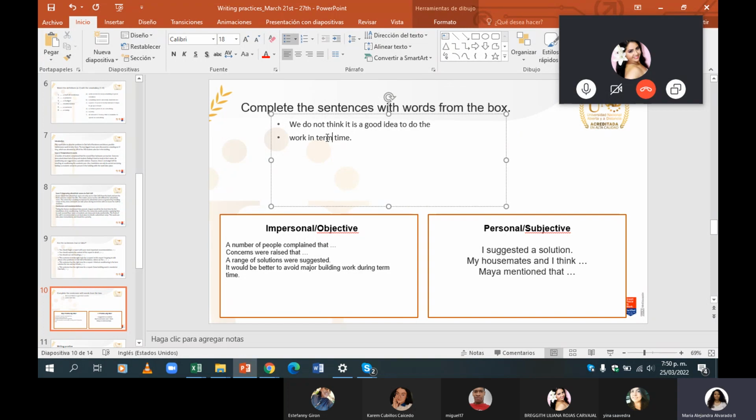And this is it here. We have another mistake here. We don't think it is a good idea to do the work. Here is the same sentence. Sorry for that. So here, personal. Yeah, that's personal.